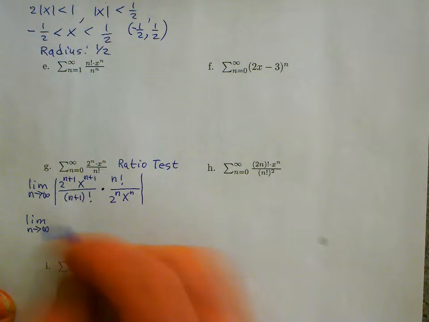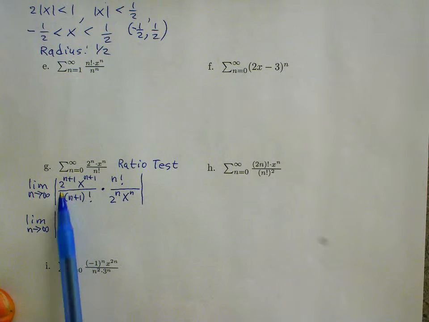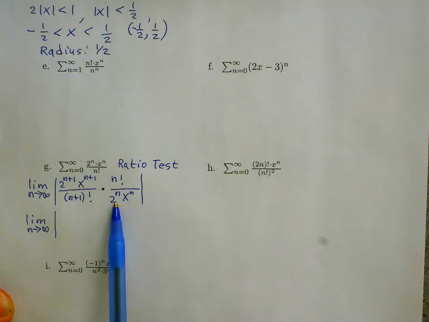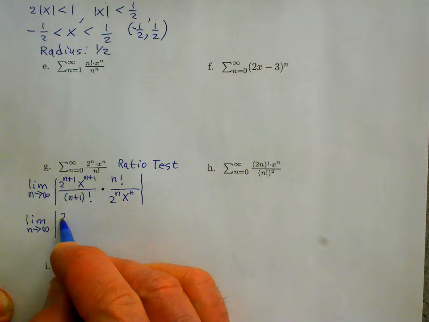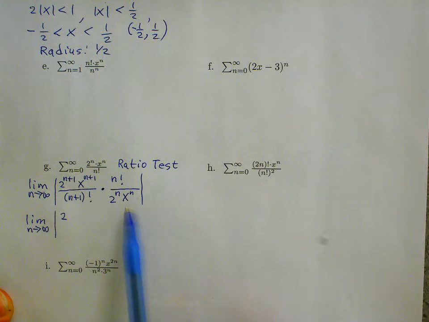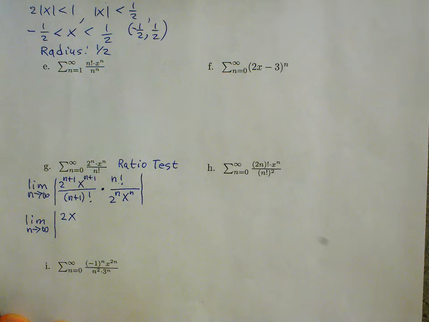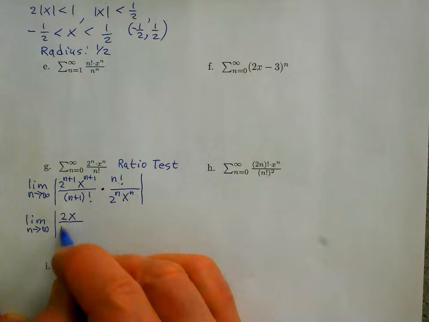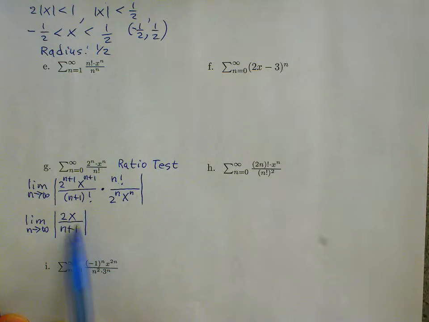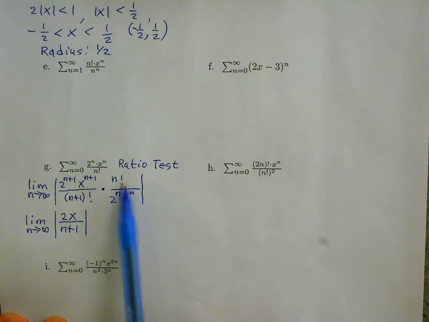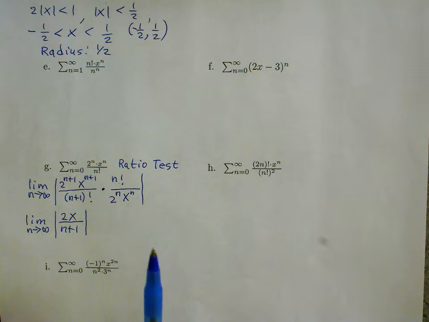So we simplify that expression. 2 to the n plus 1 divided by 2 to the n simplifies to 2 in the numerator. x to the n plus 1 divided by x to the n simplifies to x in the numerator. And n factorial divided by n plus 1 factorial, what does that simplify to? Yeah, n plus 1 in the denominator. If you want to write more detail, you can, but we've seen this several times. We can take a few shortcuts. Okay.